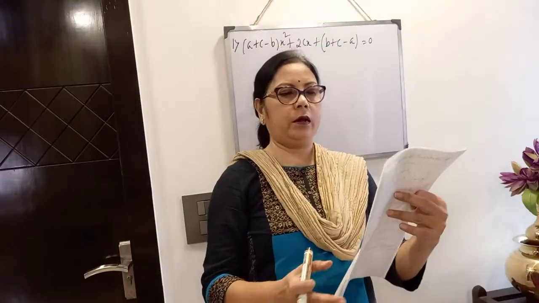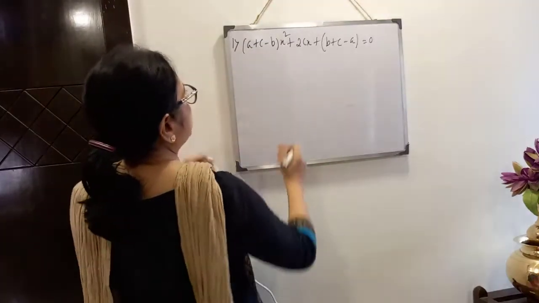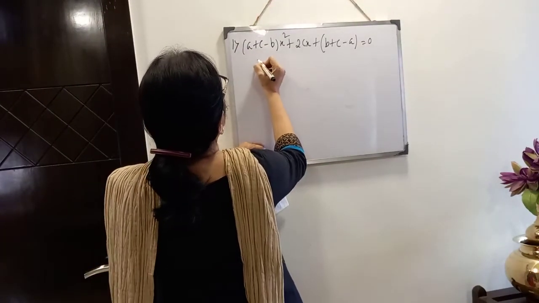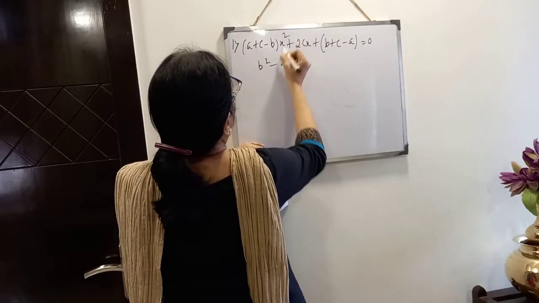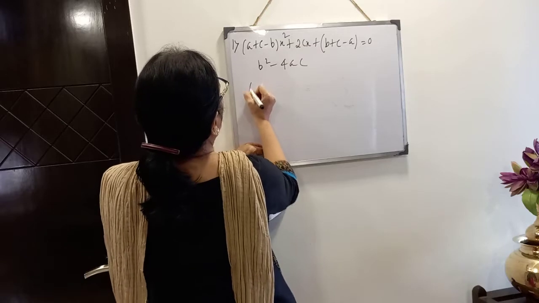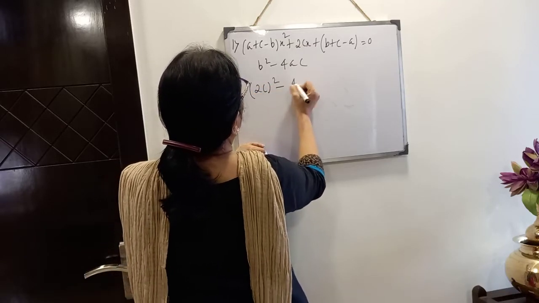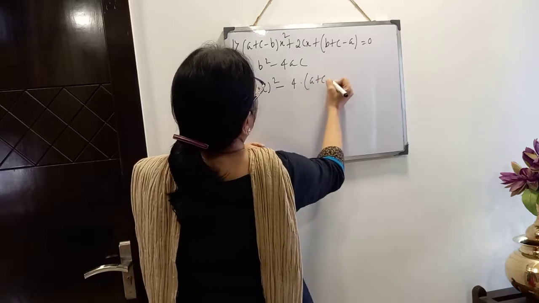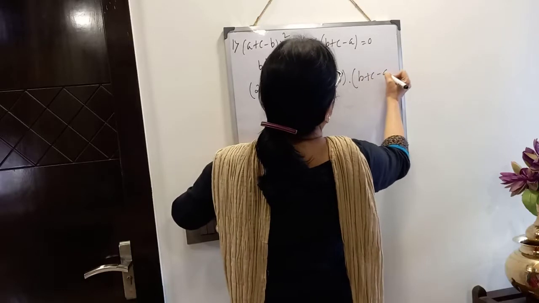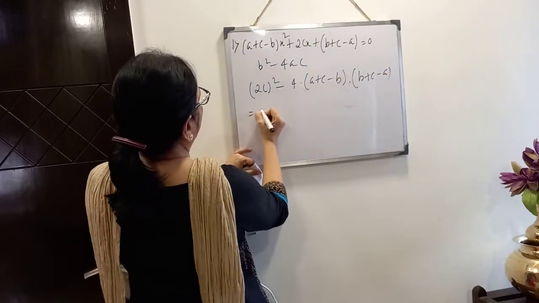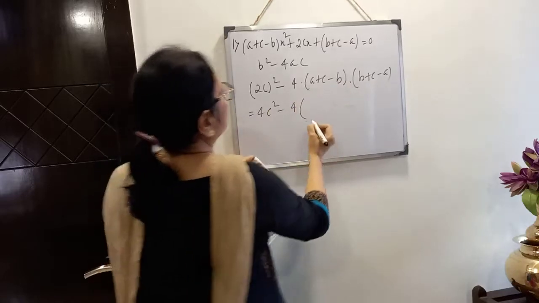What I have told is that you have to find out the discriminant. Discriminant is b square minus 4ac. So b square minus 4ac we will calculate here. What is your b? 2c. So 2c whole square minus 4 into (a plus c minus b) into (b plus c minus a) equals 4c square minus 4. Now a big multiplication.